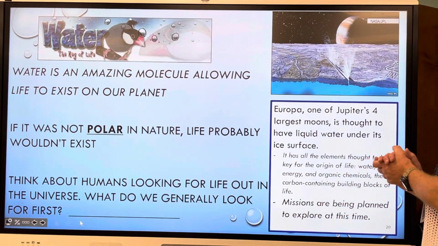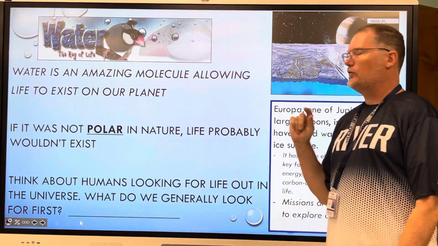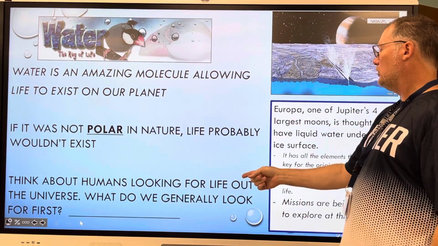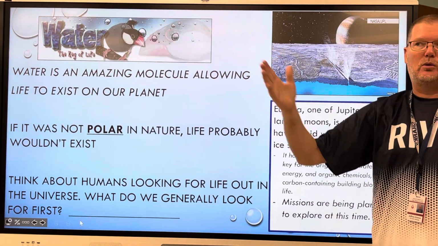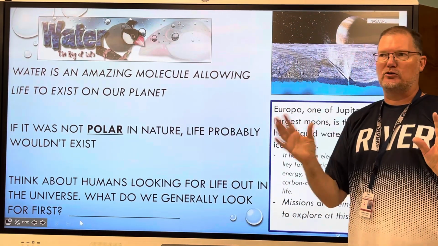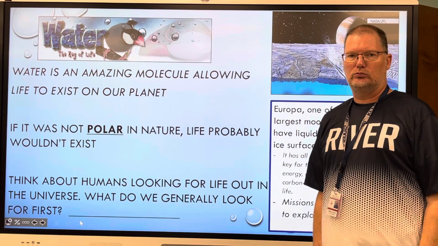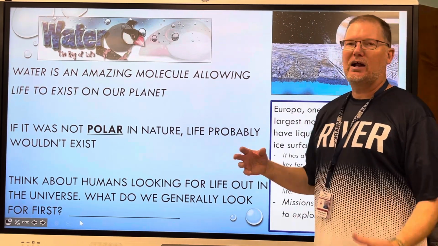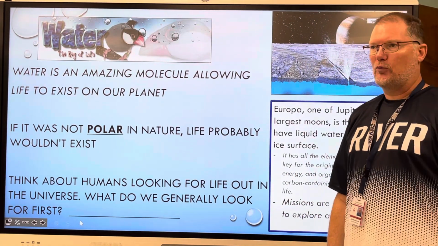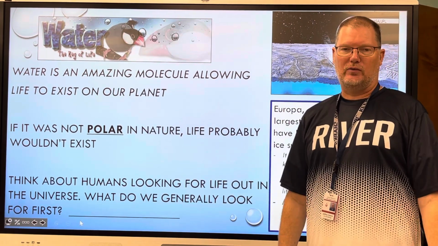So water is an amazing molecule allowing life to exist on our planet. If not polar in nature, life probably wouldn't exist. That blows my mind. Okay, so think about humans looking for life out in the universe. We just developed this new James Webb telescope and it's sending back these incredible pictures that are so much better than the Hubble Space Telescope. And our technology gets better, so we're going to be getting better at stuff like that. So what kind of evidence are we looking for? What do we generally look for first?